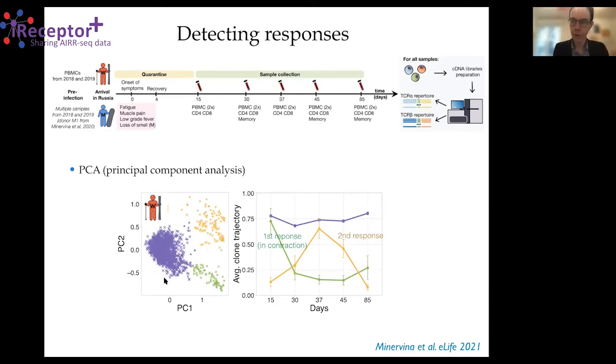This big purple cluster here corresponds to sequences that didn't really change in abundance. So these are TCRs that are not really involved in the COVID response. And then we have two other interesting clusters. The green one first corresponds actually to a contraction from day 15 on. It probably corresponds to a peak that was prior to day 15 and then went back down, right? And then in yellow, we have a second response that peaks at day 37 in our case. And that response, we actually don't really understand. We think that the first response is the one that's really associated to COVID, or at least associated to SARS-CoV-2. So I'm going to focus on this one.